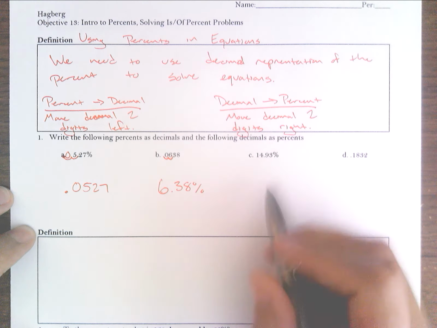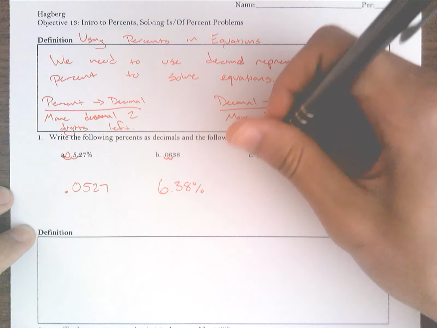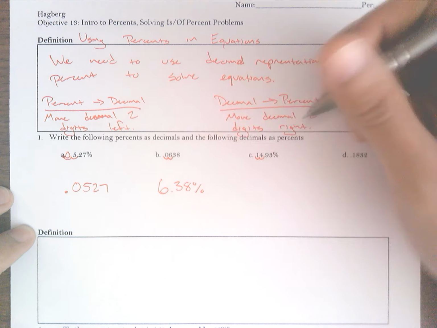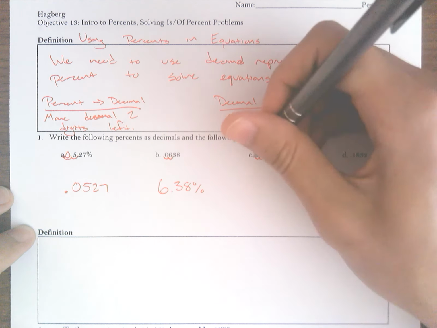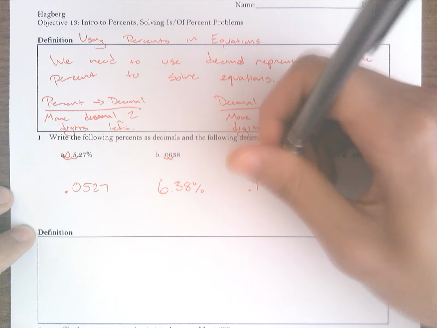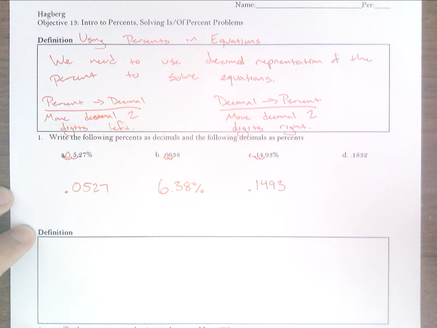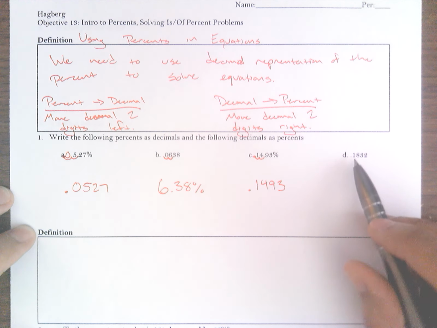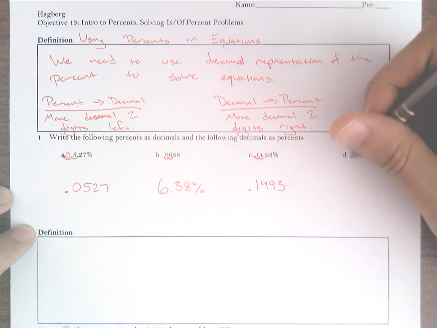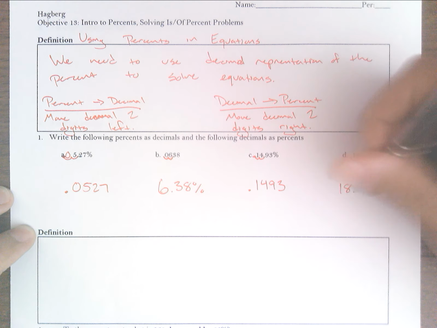Next up, we have a percent. We want a decimal. So we'll move that to the left 2 digits, 2 places. So we have 0.1493. And that is a decimal. And last but not least, we've got this here as a decimal. To make it a percent, we move the decimal to the right 2 places. So 1, 2. So as a percent, we have 18.32%.